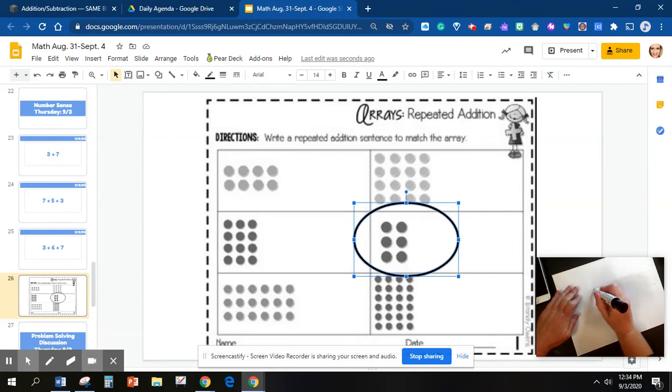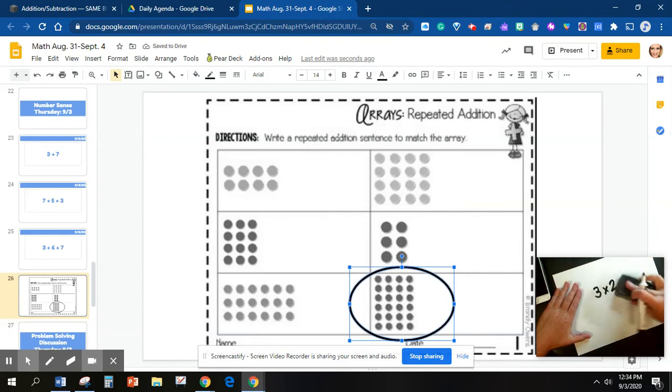This one is 3 groups of 2 equals 6. Look at the last one. This one is a big one. We have 6 rows, and how many in each column? There are 4 in each column.